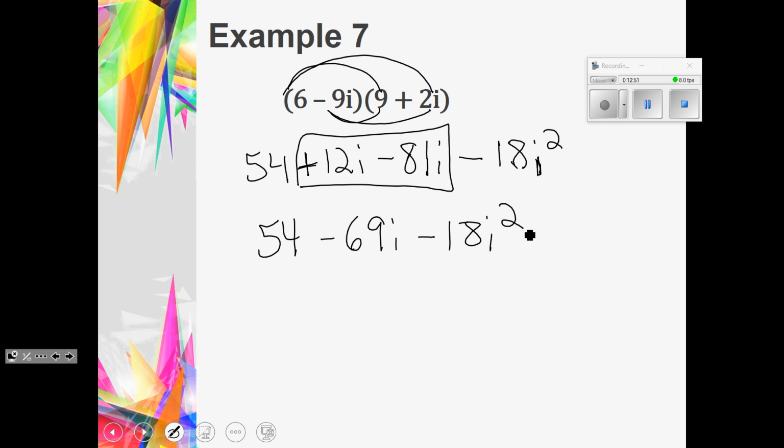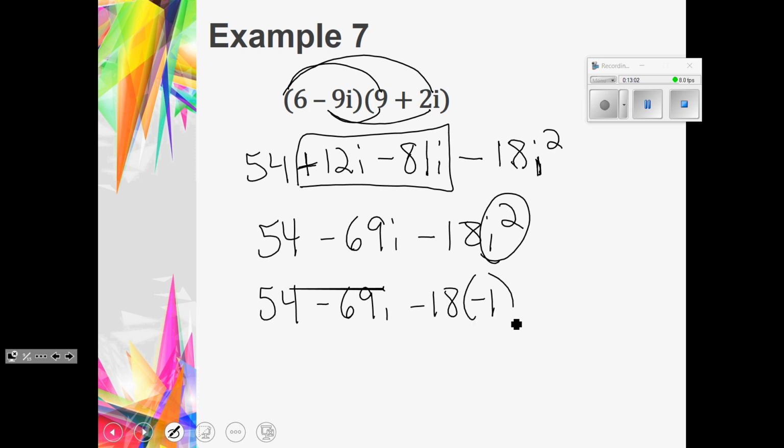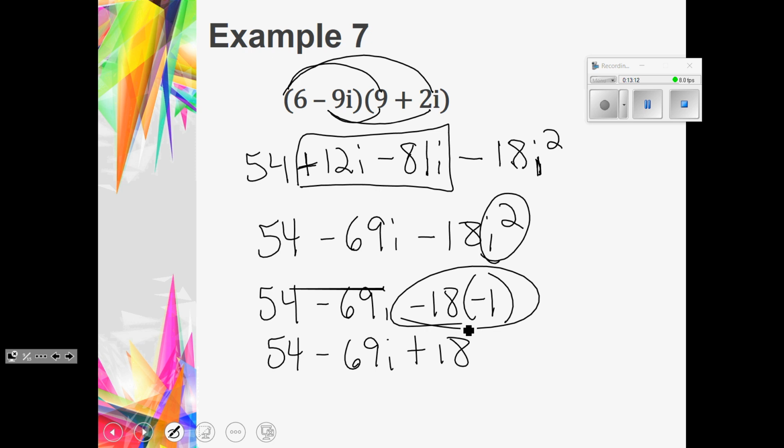What do we know? We know that i squared is equal to negative 1. So I'm going to plug in a negative 1, and so that's really going to make 54 minus 69i plus 18. A negative times a negative is a positive. And now our real numbers match. 54 plus 18 is 72.